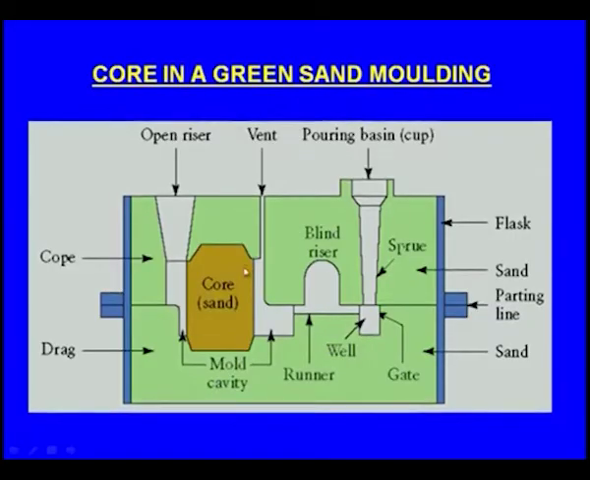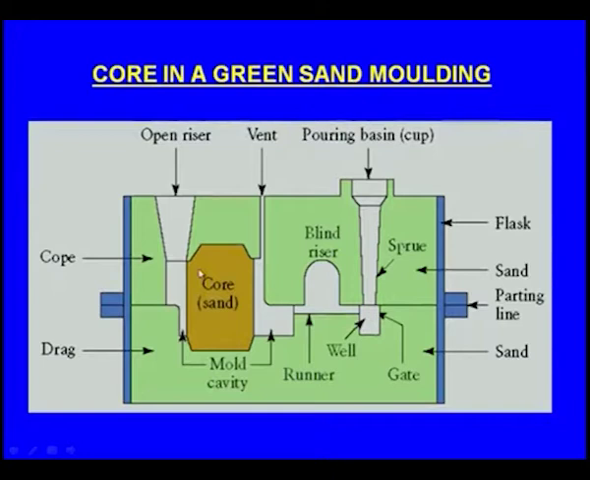Here we can see the section of the mold. This is the drag box and this is the cope box, and the molten metal enters this way. This is the sprue, the vertical passage is known as the sprue. Then it passes through the horizontal passage, which is known as the runner. Then it enters into the mold cavity. So, this is the mold cavity.